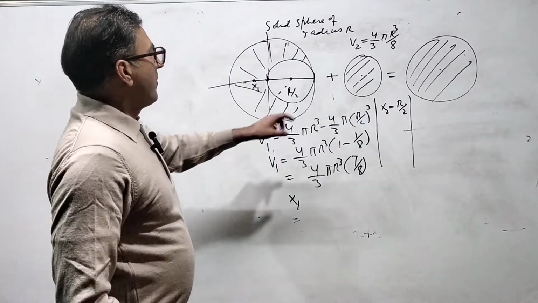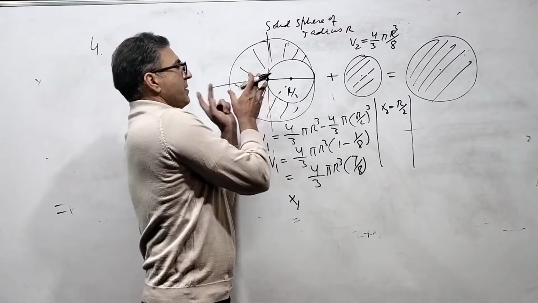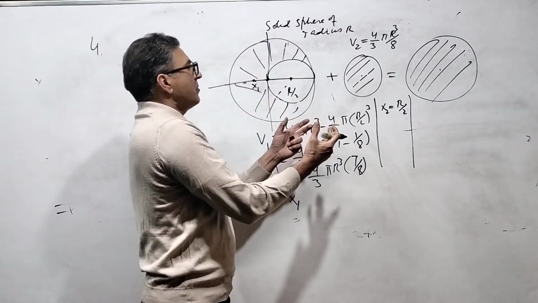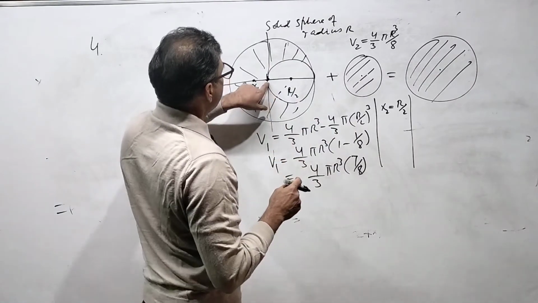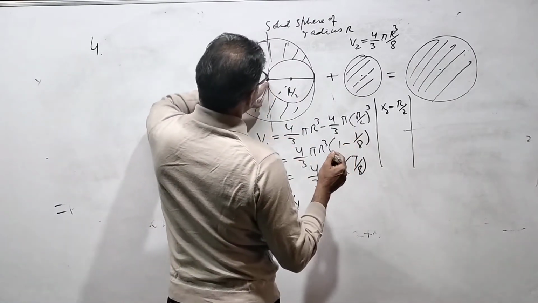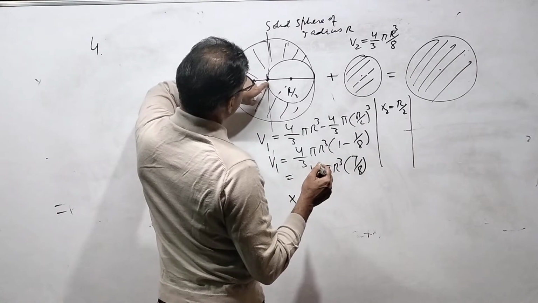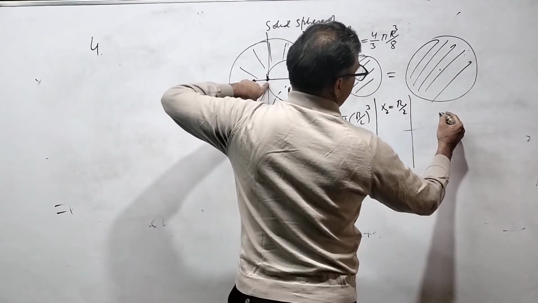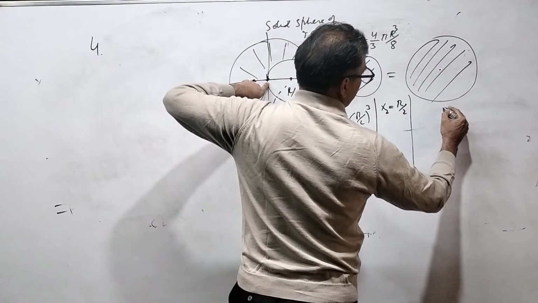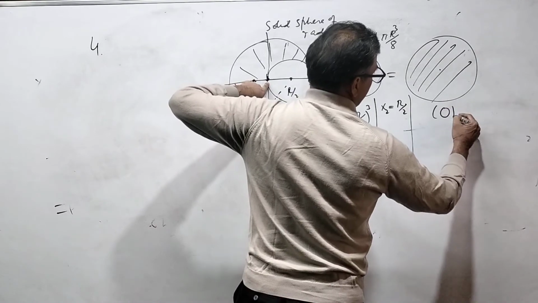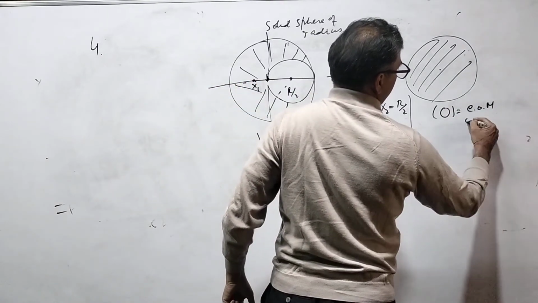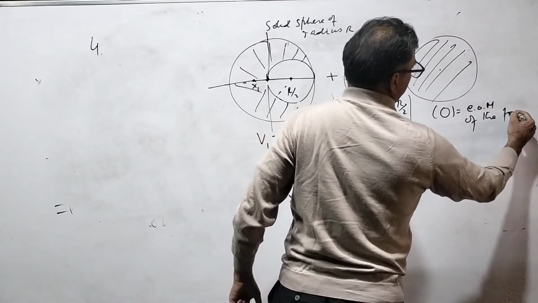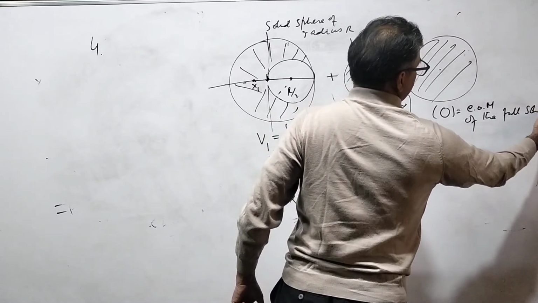Now, when I put it here, it will become a full sphere, solid one. Where lies the center of mass of the total sphere? That is at the center here. That is the coordinate origin of the coordinate system. That is 0. That is 0. Center of mass of the full solid sphere.